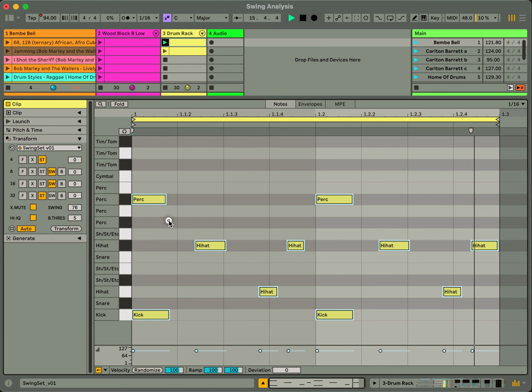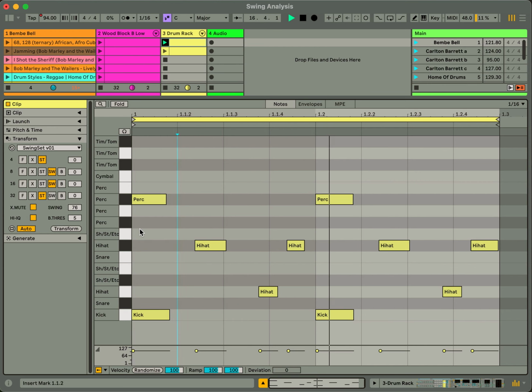No problem at all. Re-swing implies that you're starting with a swung beat and you're going to change the swing from what it is to something new. Let's try that. Now I'm at 76 swing. Let's try going down to 41.